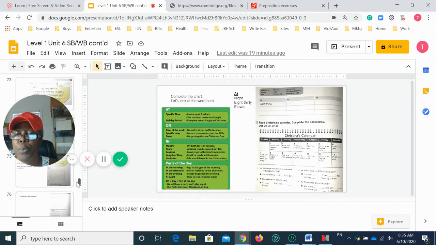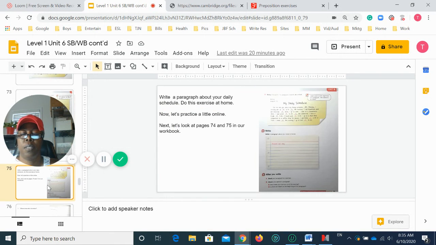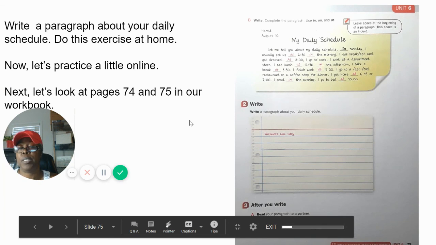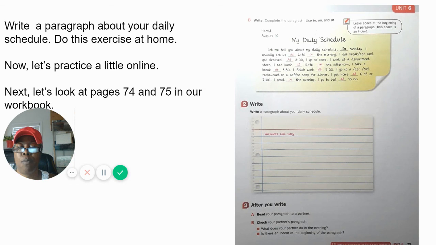So now we are going to, okay, so we practice online. And now we're actually going to look at pages 74 and 75 in our workbook. Since we are running short on time, we're going to go ahead and wrap up this lesson here, and we will finish out the next lesson with doing the work on pages 74 and 75 in our workbook.